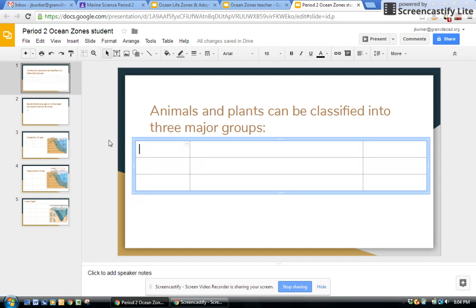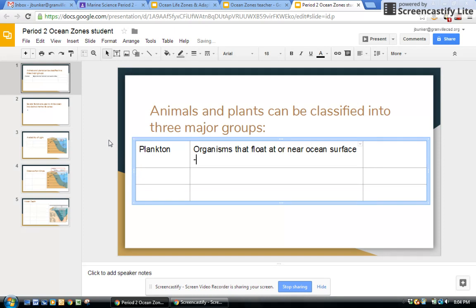The first one is plankton. These are all the organisms that are floating at or near the surface. So they're not able to swim on their own. They're just floating in the water and moving by the water movement. So these are organisms that float at or near the ocean surface. There are two types we're going to talk about.